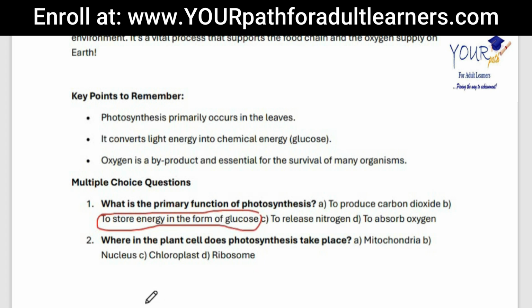And then number 2, we have, where in the plant cell does photosynthesis take place? And that was also discussed in the text. So we have A, mitochondria, B, the nucleus, C, chloroplast, and D, ribosome. And we know that it actually takes place in the chloroplast of the plant, as discussed in the text. So you can eliminate the other options because they do not apply.